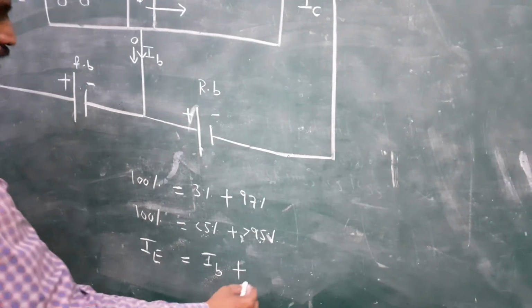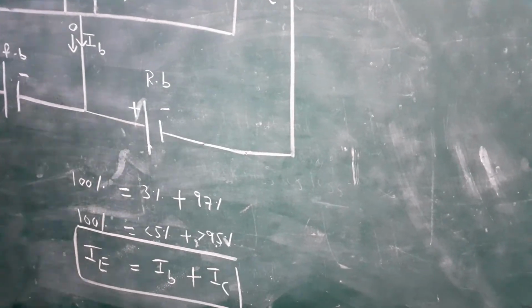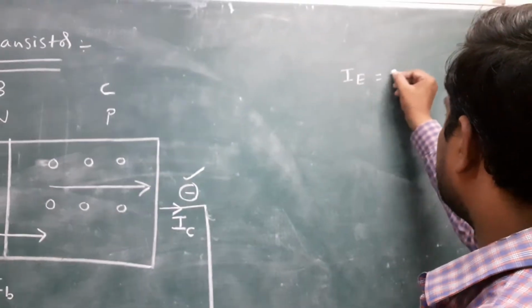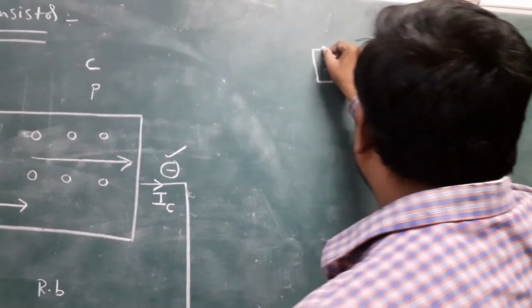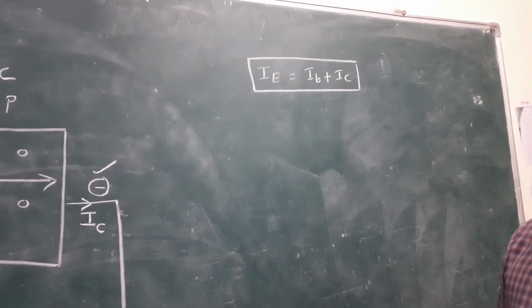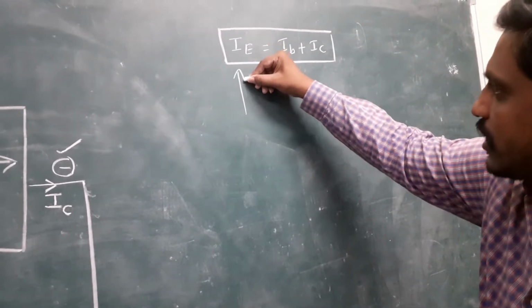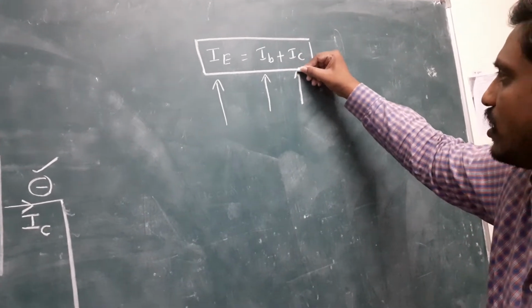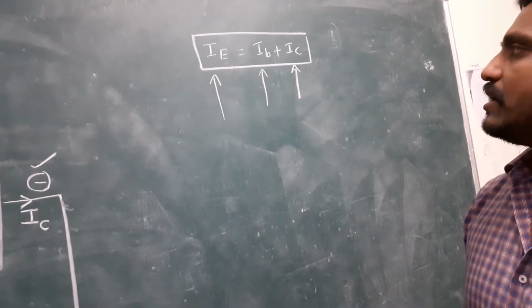Here, this current is called collector current. What is the basic equation of the transistor, nana? IE equal to IB plus IC. Once again, what is the basic equation of the transistor? IE equal to IB plus IC. IE is called emitter current, IB is called base current, IC is called collector current. This is the basic equation of the transistor.